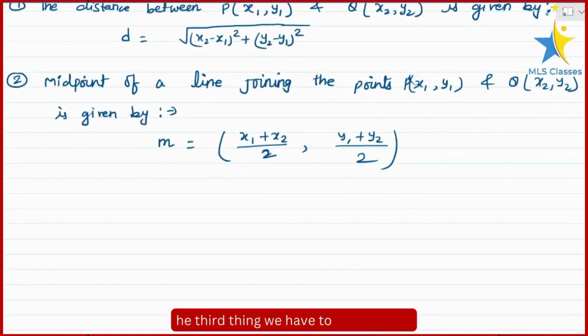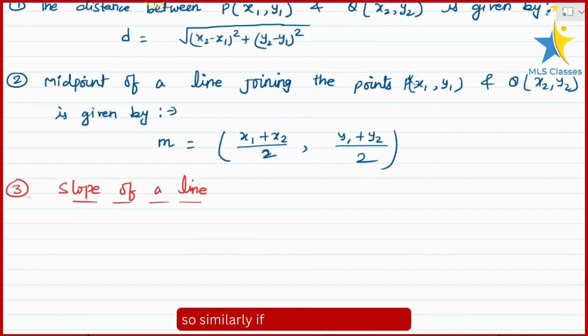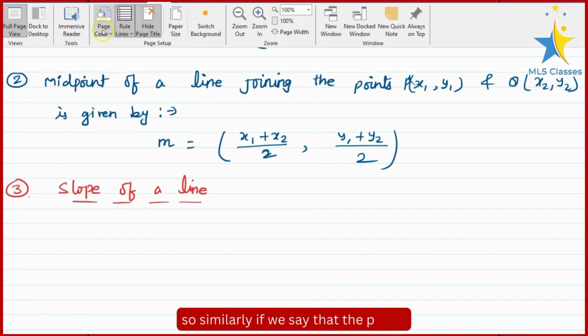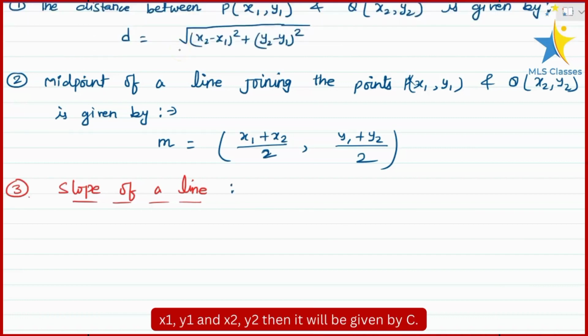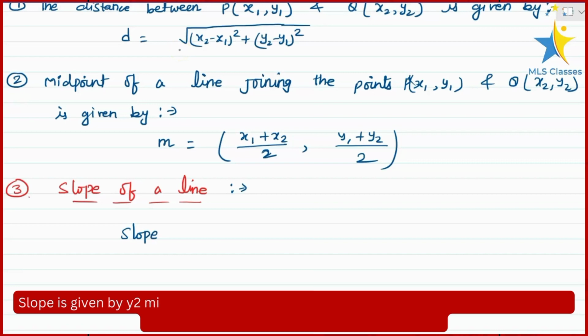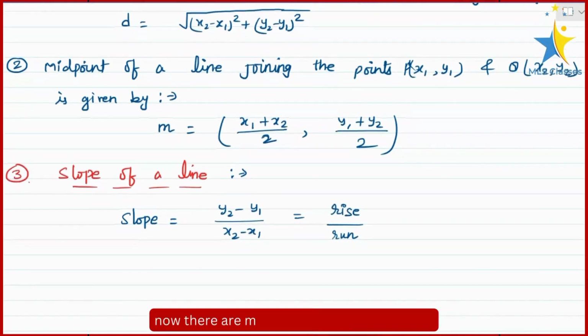Now the third thing we have to learn is the slope of a line. Similarly, for the points x1, y1 and x2, y2 joining the line, the slope is given by (y2 minus y1) over (x2 minus x1), where y2 minus y1 is called the rise and x2 minus x1 is called the run. So this is rise over run.